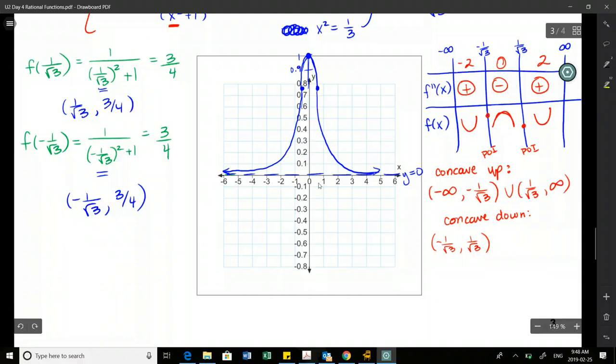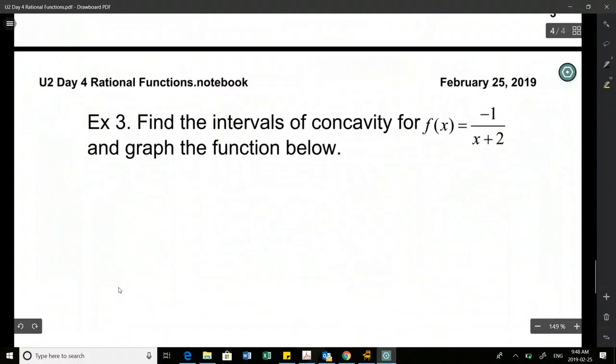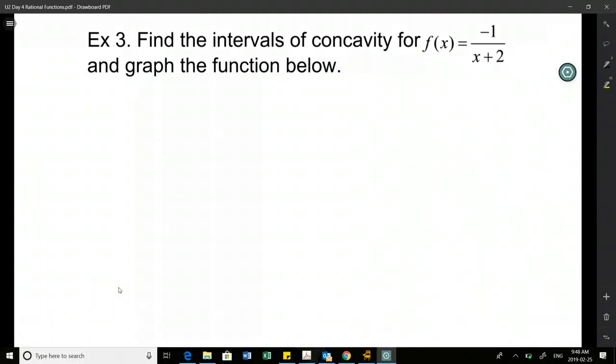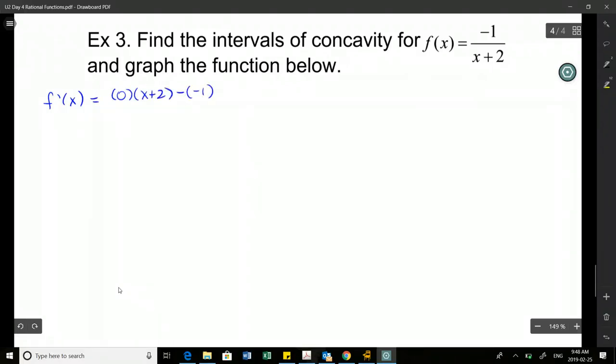We're going to finish the last one here. Okay, intervals of concavity. So we're going to practice our quotient rule again. Let's start by finding f prime. We're going to do this quickly. 0, derivative of the top times the bottom minus the top times the derivative of the bottom over the bottom squared. And we're just going to simplify this for the sake of finding the second derivative a little bit more easily.